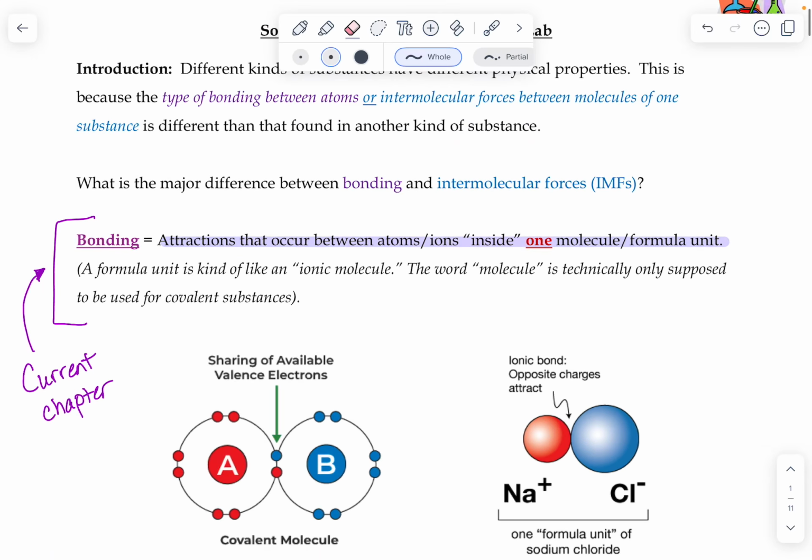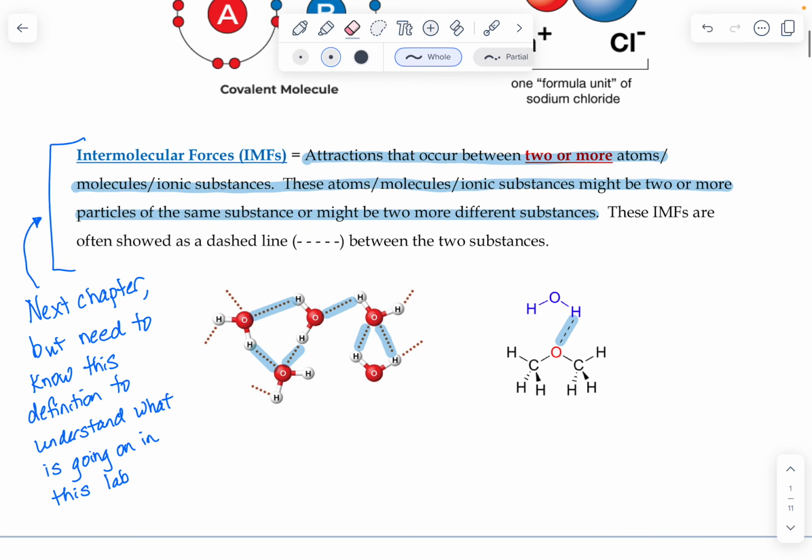Bonding is where you're focusing on one molecule or one formula unit and looking at the attractions between the atoms or ions inside one. Whereas intermolecular forces, our next chapter, is where you have two or more atoms or molecules or ionic substances, and you're looking at the attractions between multiple particles.